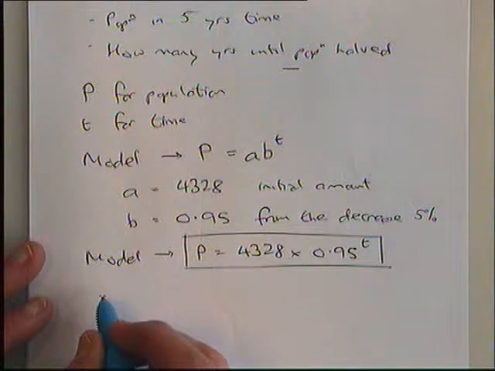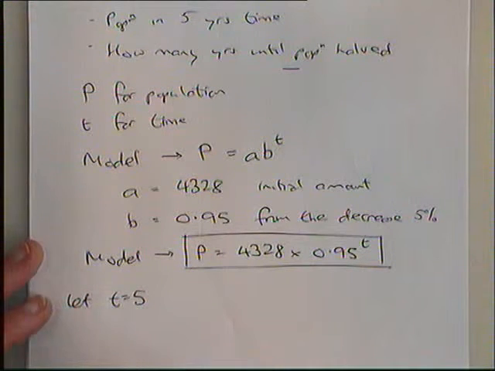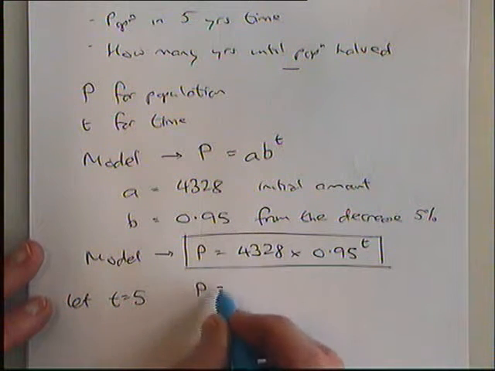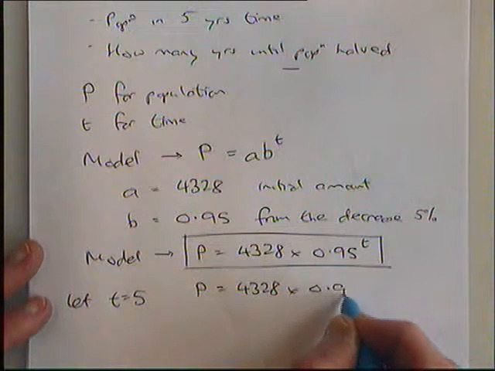Would you put 5 in for T? Yeah, for T. There you go. Just let T equal 5, and you'll find then the population in 5 years' time. So you'll just do that sum.